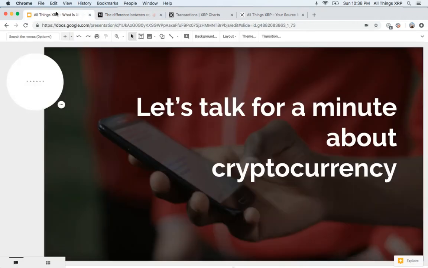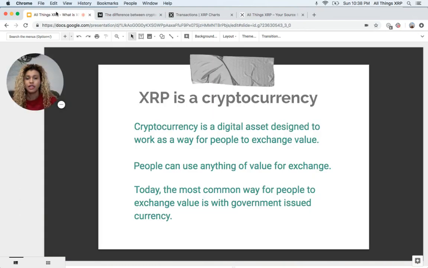All right. So, like I said in the beginning, XRP is a cryptocurrency. And a cryptocurrency is a digital asset designed to work as a way for people to exchange value. People can use anything to exchange value, right? Kids do it all the time. I'll trade you this marble for that marble, or, I really like your shoes. Do you want to exchange them for these jeans? So anything that people deem to be of value, they can exchange.